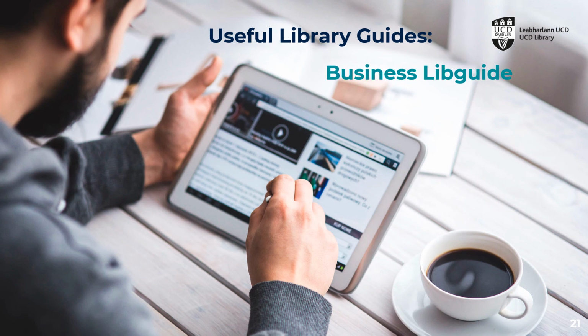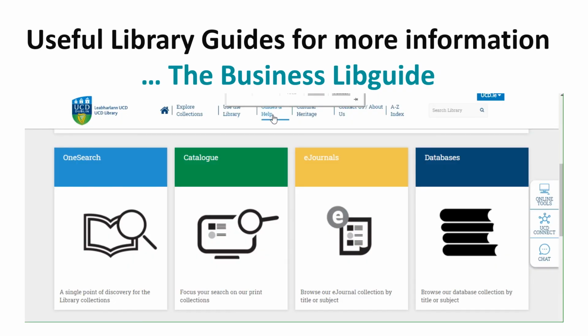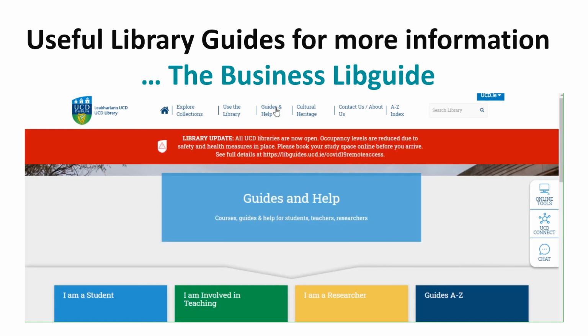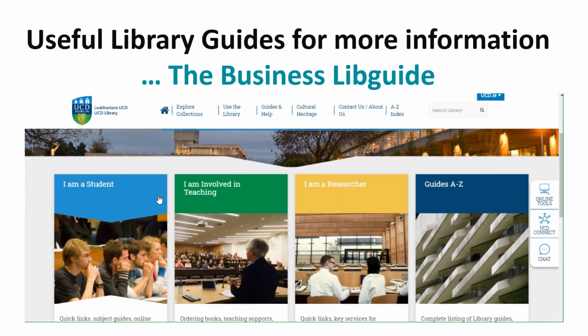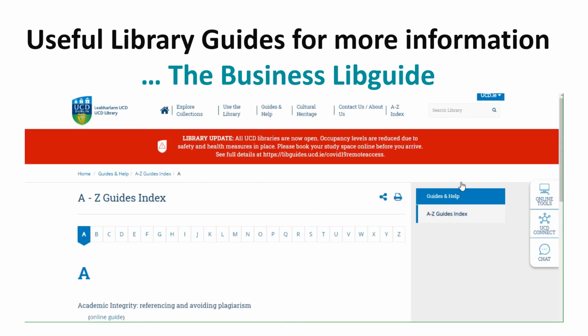The last section of this presentation is about useful library guides to help you with your projects. I'm going to show you how to find the Business LibGuide now, which focuses on resources in business to help you with your projects. So click into Guides and Help on the Online Tools page, and then scroll down, and you'll see there's a lot of different resources here under the I'm a Student page that you can have a look at, but I'm going to go into Guides A to Z.